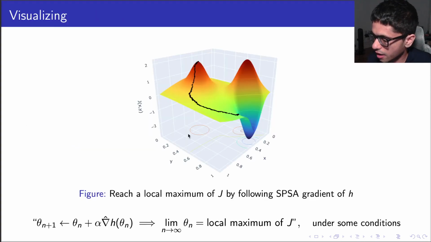So here I've plotted the same J as from before. What I do is start from a random point, and the algorithm has access to not J but H instead, and it uses that to calculate grad hat H. And it uses that to move the parameters, and eventually it reaches a local maximum. The path is a bit shaky, but eventually it gets there.